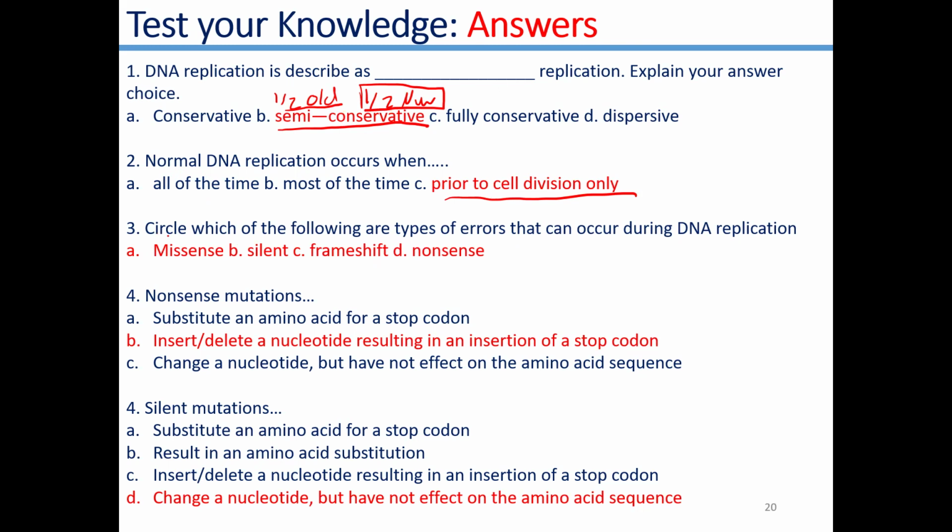And number 3, circle which of the following are types of errors that can occur in DNA replication. Remember, we have all of those different types of mutations. We have our point, and then we also have our frame shift. We can see we have our missense, silent, frame shift, and nonsense. Those are all different types of mutations. Nonsense mutations change a nucleotide, resulting in a stop codon. And a silent mutation changes a nucleotide but has no effect on the amino acid sequence.